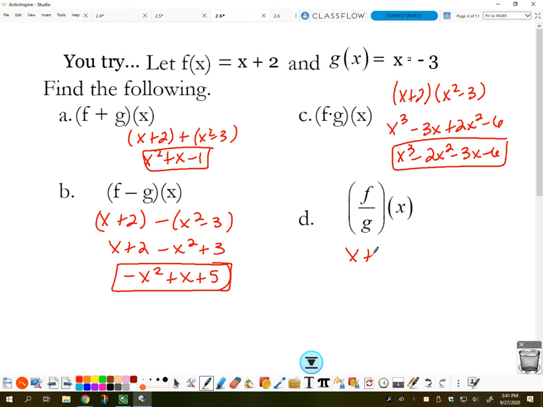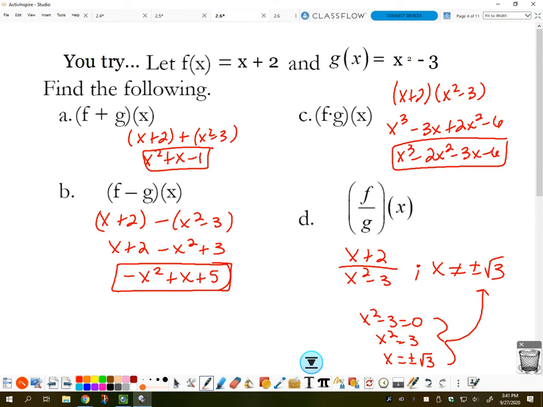So for division, it'd be x plus 2 over x squared minus 3 with the statement that you know we can't be plus or minus the square root of 3. And again, that's take the denominator, equal it to 0, and solve. And that is where that comes from.